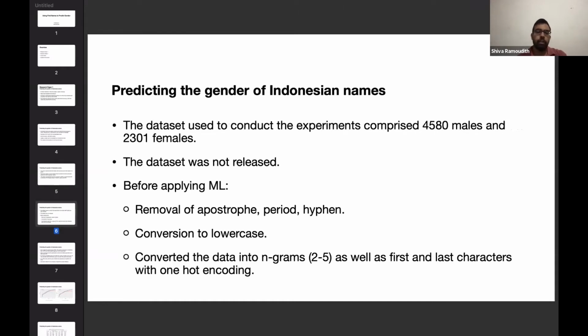As for the data set used, it consisted of approximately 4,500 males and 2,300 females. The data set was not released for public use. Before applying the machine learning algorithms, the typical process would involve removal of apostrophes, periods, and hyphens, and converting all names to lowercase. After that, essentially, we would go into one of two branches. The first branch would be developing those n-grams, as I mentioned before. The other option would be to develop the first and last characters based on the phonetics as two forms of embedding for the problem.